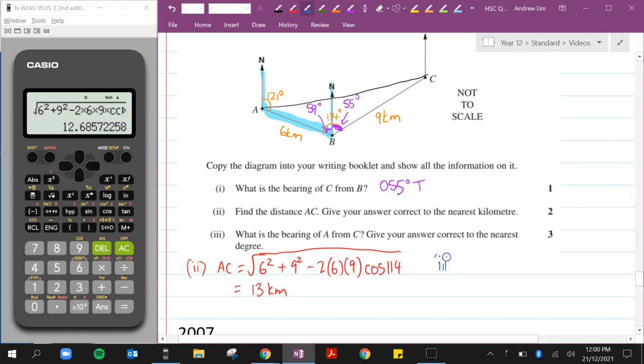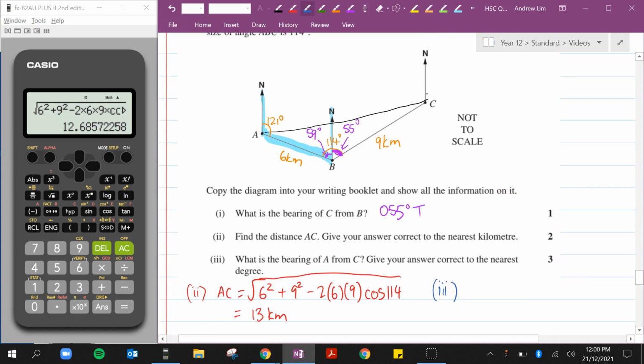And part 3. What is the bearing of A from C? So from C means north of C, we're going to go in a clockwise direction until we hit the line for A. Give your answer correct to the nearest degree. Okay, so the first thing I would do is I would probably extend this compass rose down here. And because this bit here is 55 and alternate angles are equal, I know that this bit here is 55. I know this bit here is 180. So all I really need is to work out that bit.